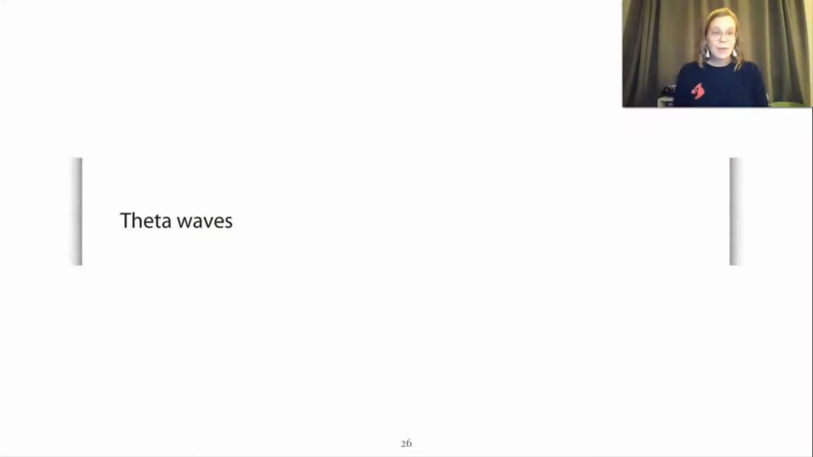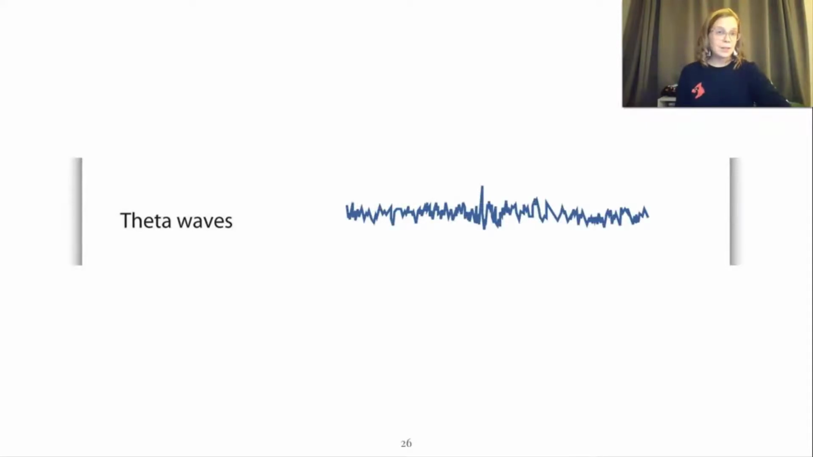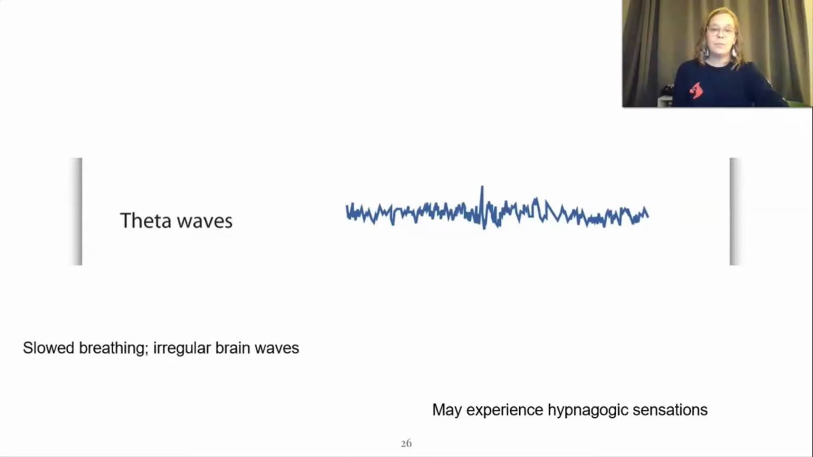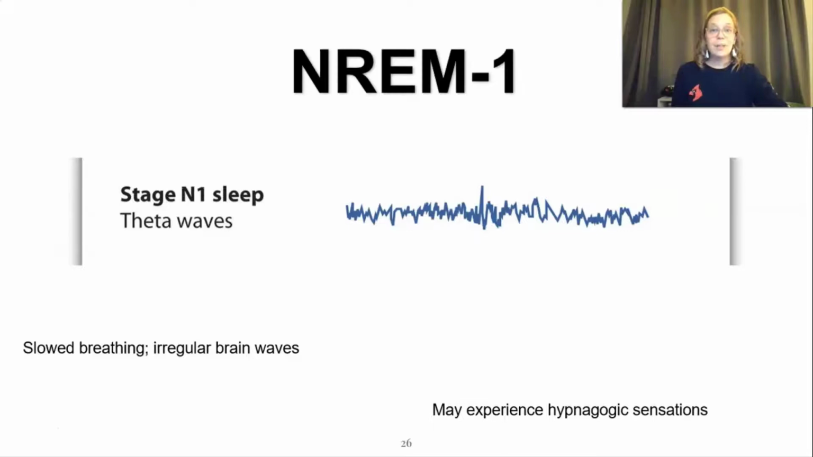All right, what about theta waves that look like this? You might experience hypnagogic sensations during this stage. During this stage, you have slowed breathing and your brainwaves are very irregular. All right, so this would be non-REM 1 or stage N1 sleep.